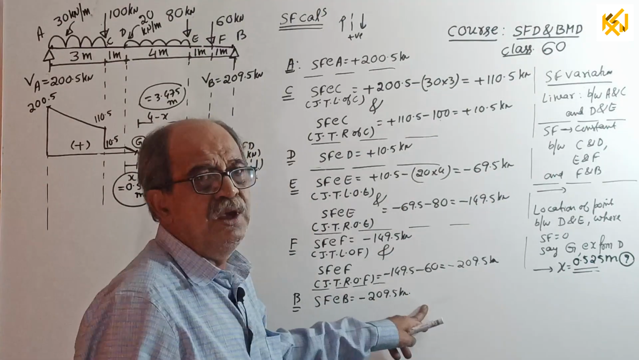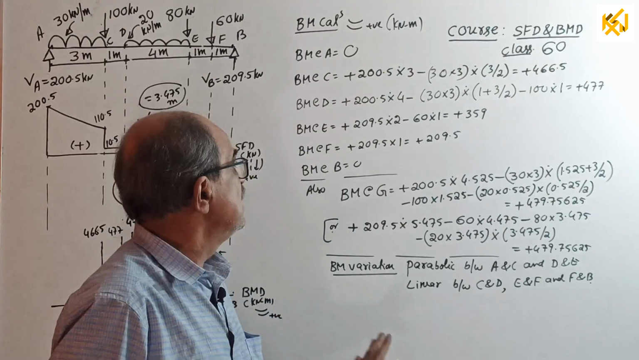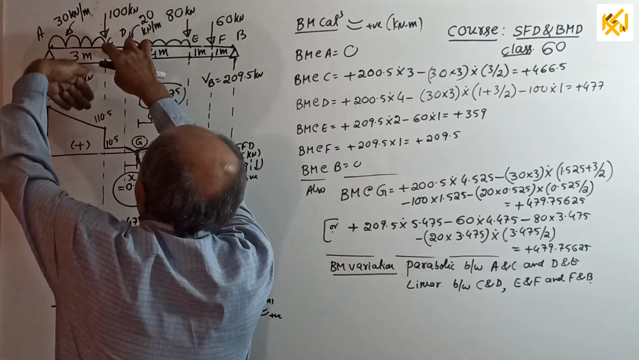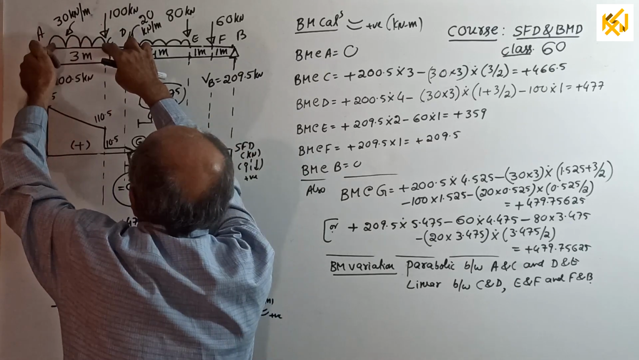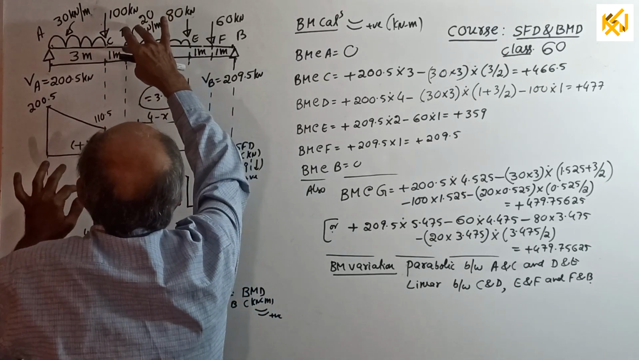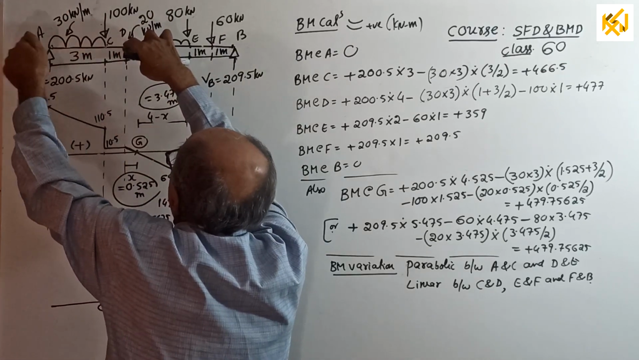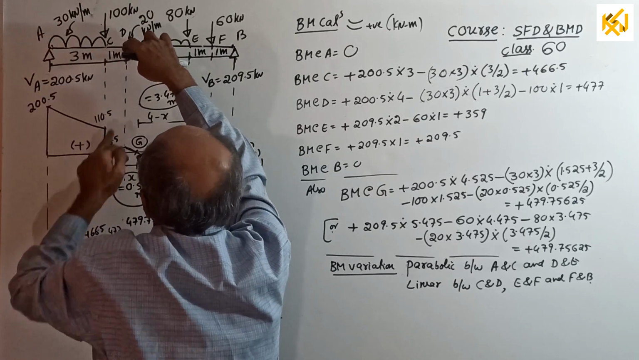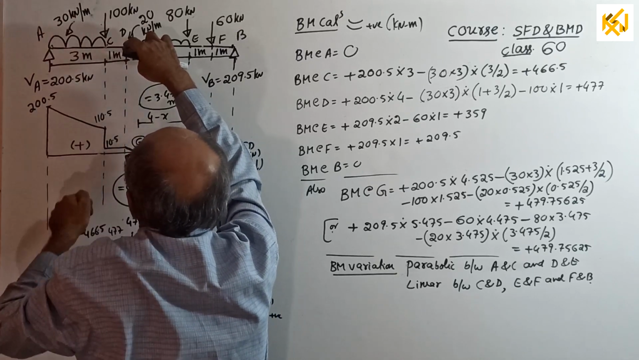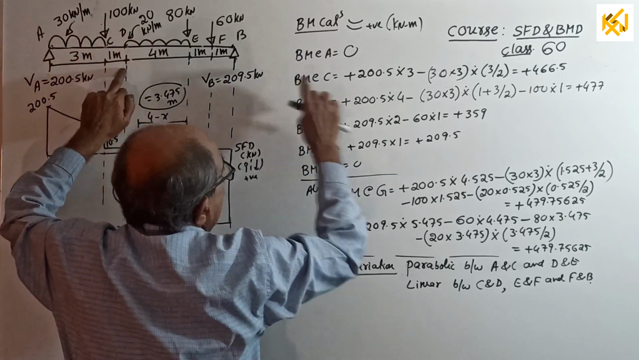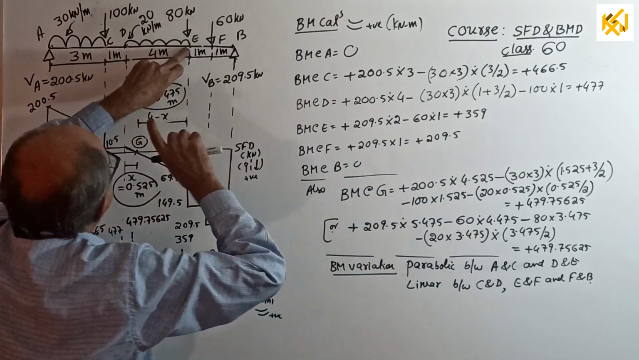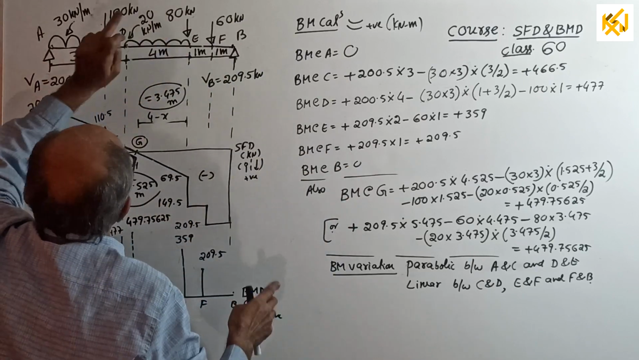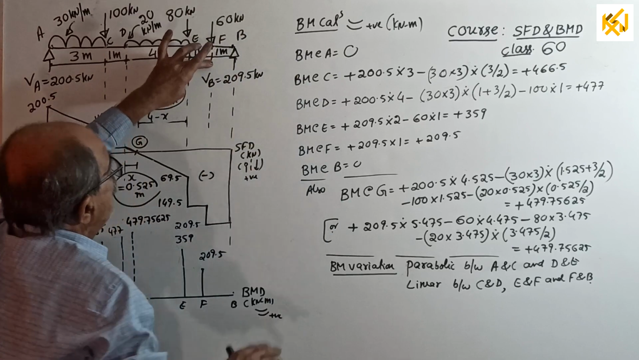Okay. Now we will go for the bending moment diagram. All calculations I have shown, I will explain. BM at A, 0. BM at C, look this side: plus 200.5 into 3 minus 30 into 3 into 3 by 2. BM at D: plus 200.5 into 4. Why 4? 1 plus 3, 4. Minus 30 into 3, the total load, into 1 plus half of 3 up to the center. Minus 100 into 1. It will come, the answer is there. BM at E, better look this side: plus 209.5 into 2 minus 60 into 1. Then BM at F: plus 209.5 into 1.